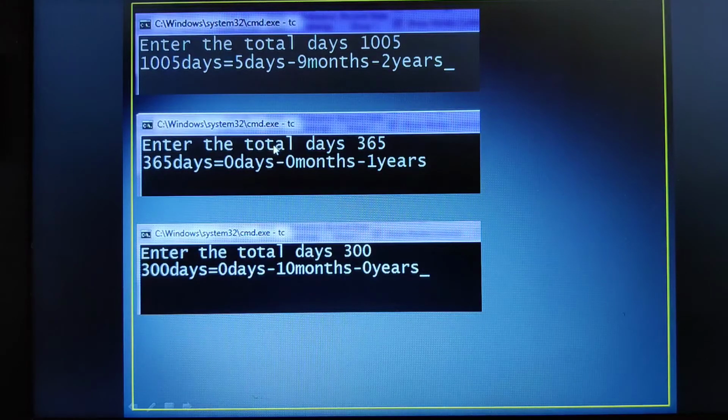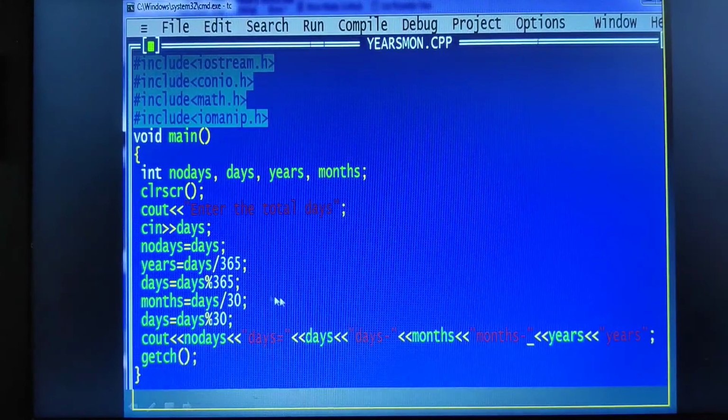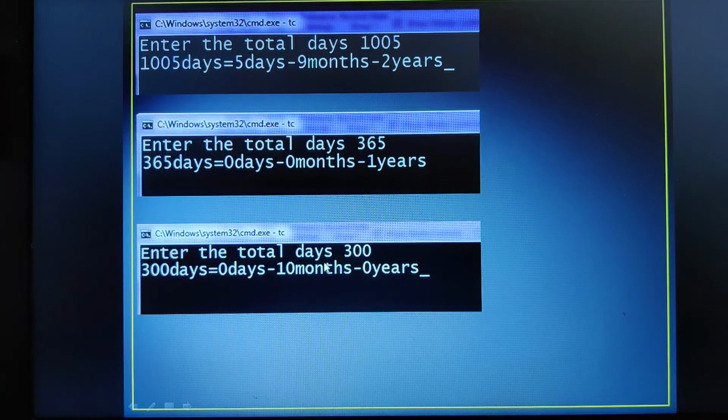Similarly, if I enter the total days as 365, obviously 0 days, 0 months, and it will be considered as 1 year. And if I enter 300 days, it gives 0 days, 10 months and 0 years. You can do the calculation as per this. Take these inputs and try to trace the program.